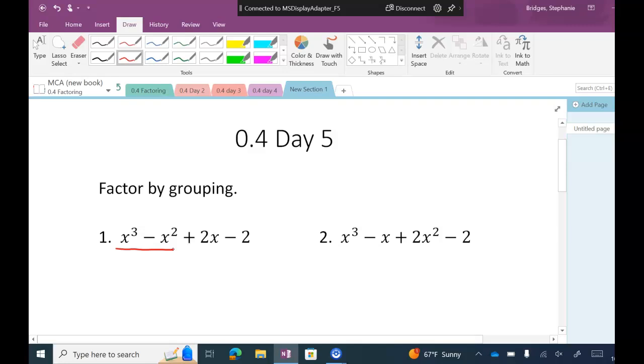Do those have anything in common? Yes. What do they have in common? X. How many x's do they have in common? Squared, x squared. So I'm going to pull out an x squared, and then divide each one of those terms, just those first two, by x squared, and write what is left in the parentheses.